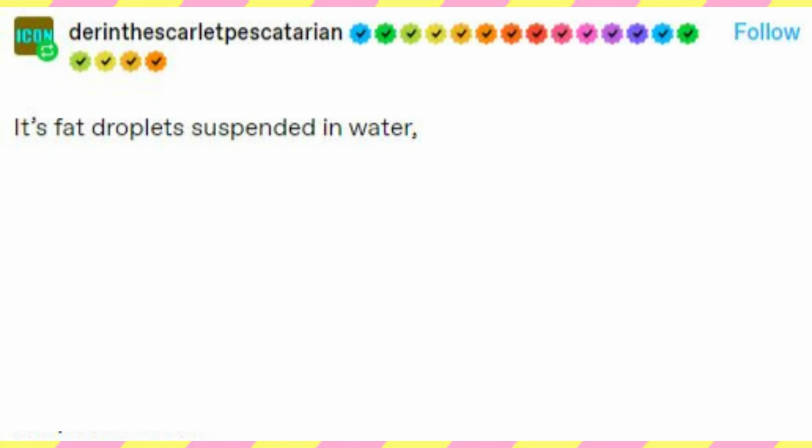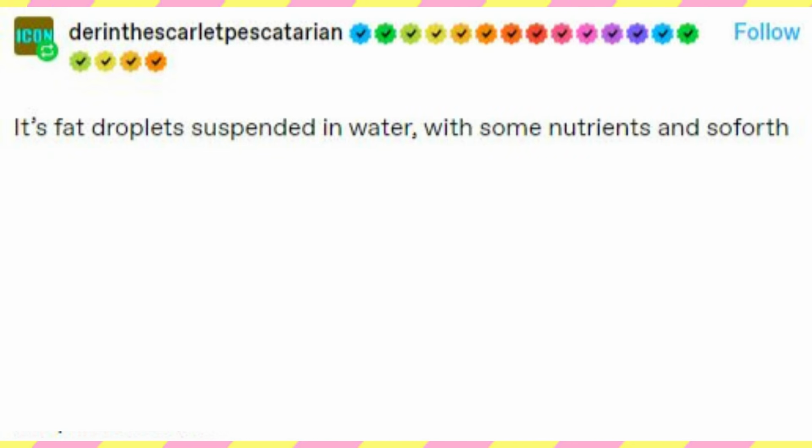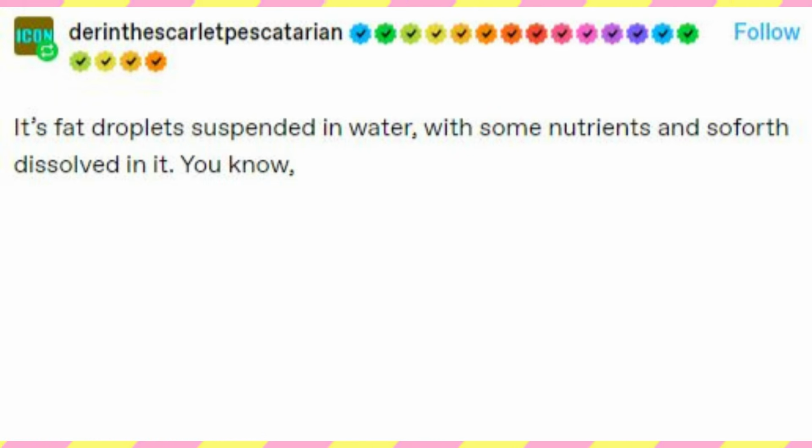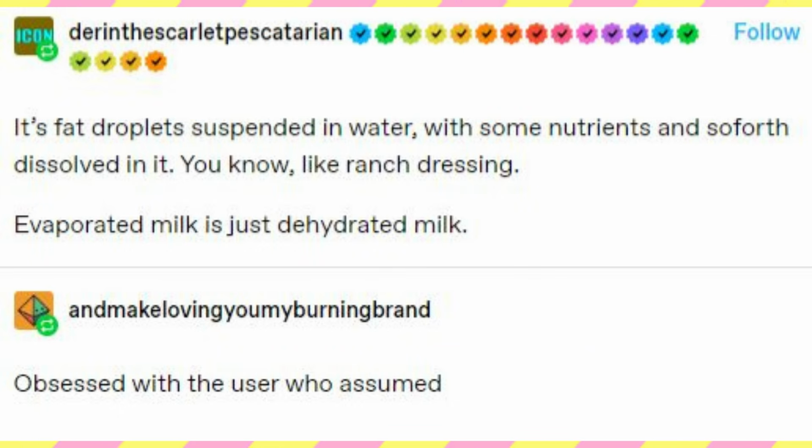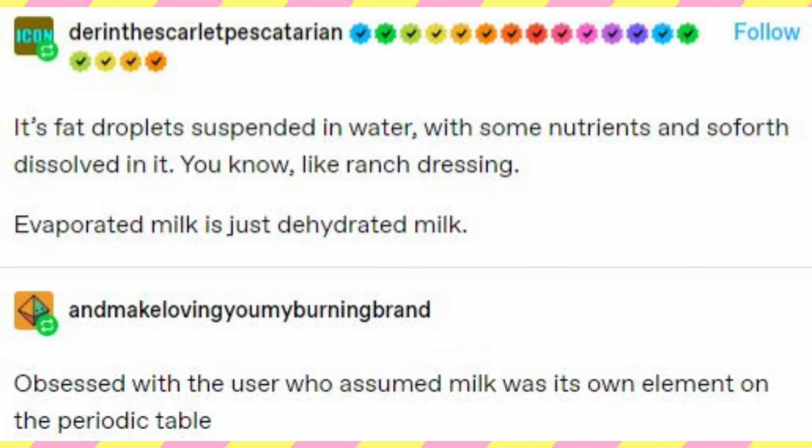It's fat droplets suspended in water, with some nutrients and so forth dissolved in it. You know, like ranch dressing. Evaporated milk is just dehydrated milk. Obsessed with the user who assumed milk was its own element on the periodic table.